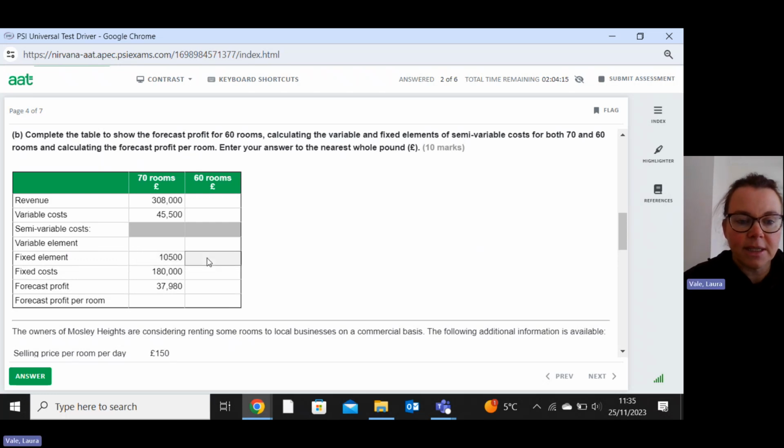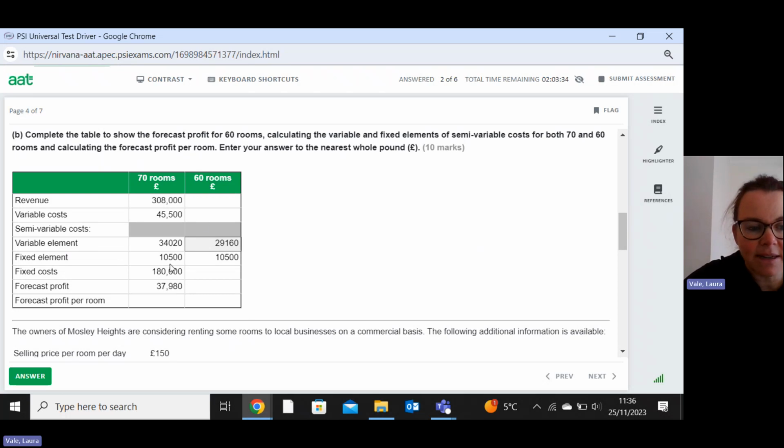my semi-variable cost. So I can put that in for both. Now, remember that we worked out that the variable cost per room was £486. So now I can do 70 multiplied by 486. So that comes to 34,020. And then I can do for this one 60 rooms multiplied by the 486, which comes to 29,160.